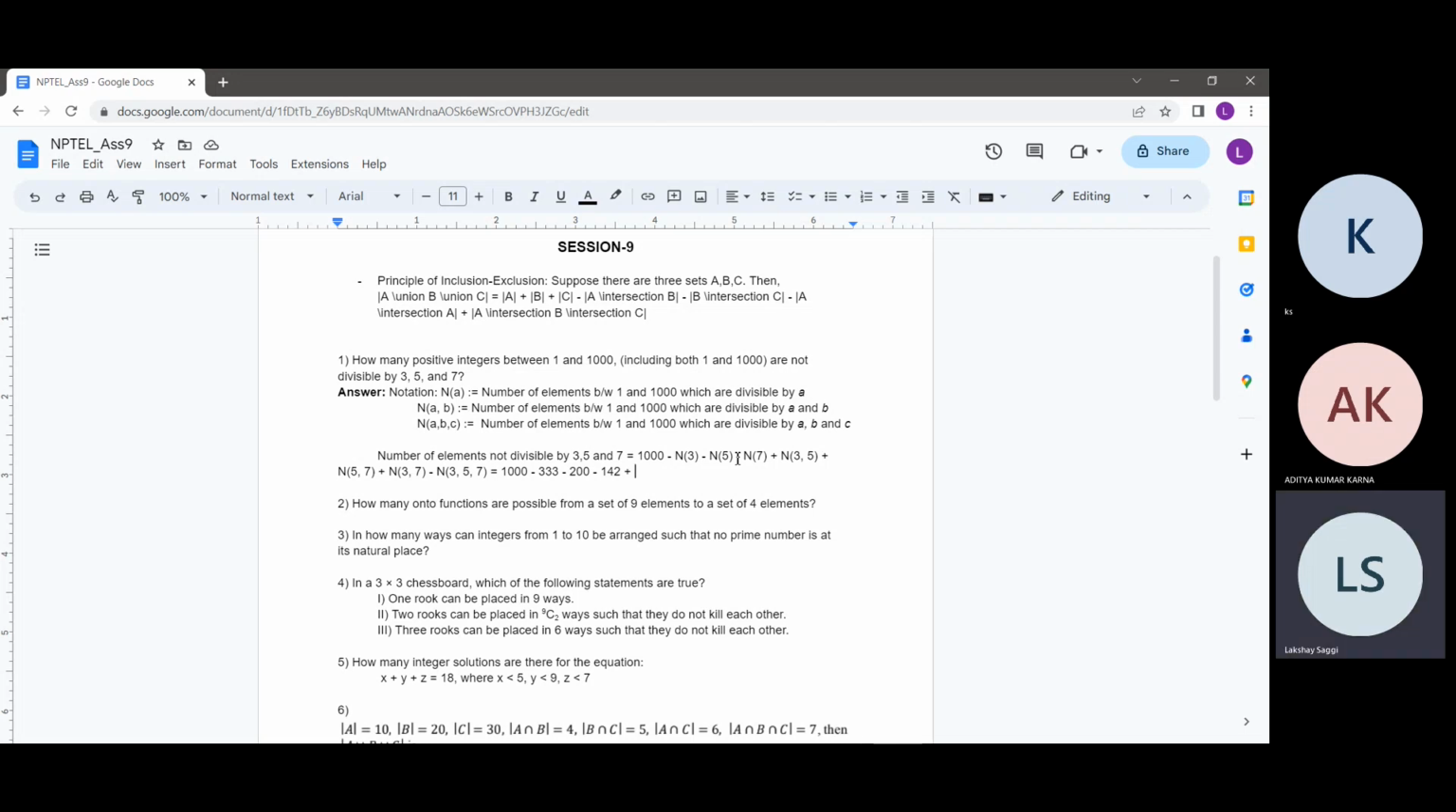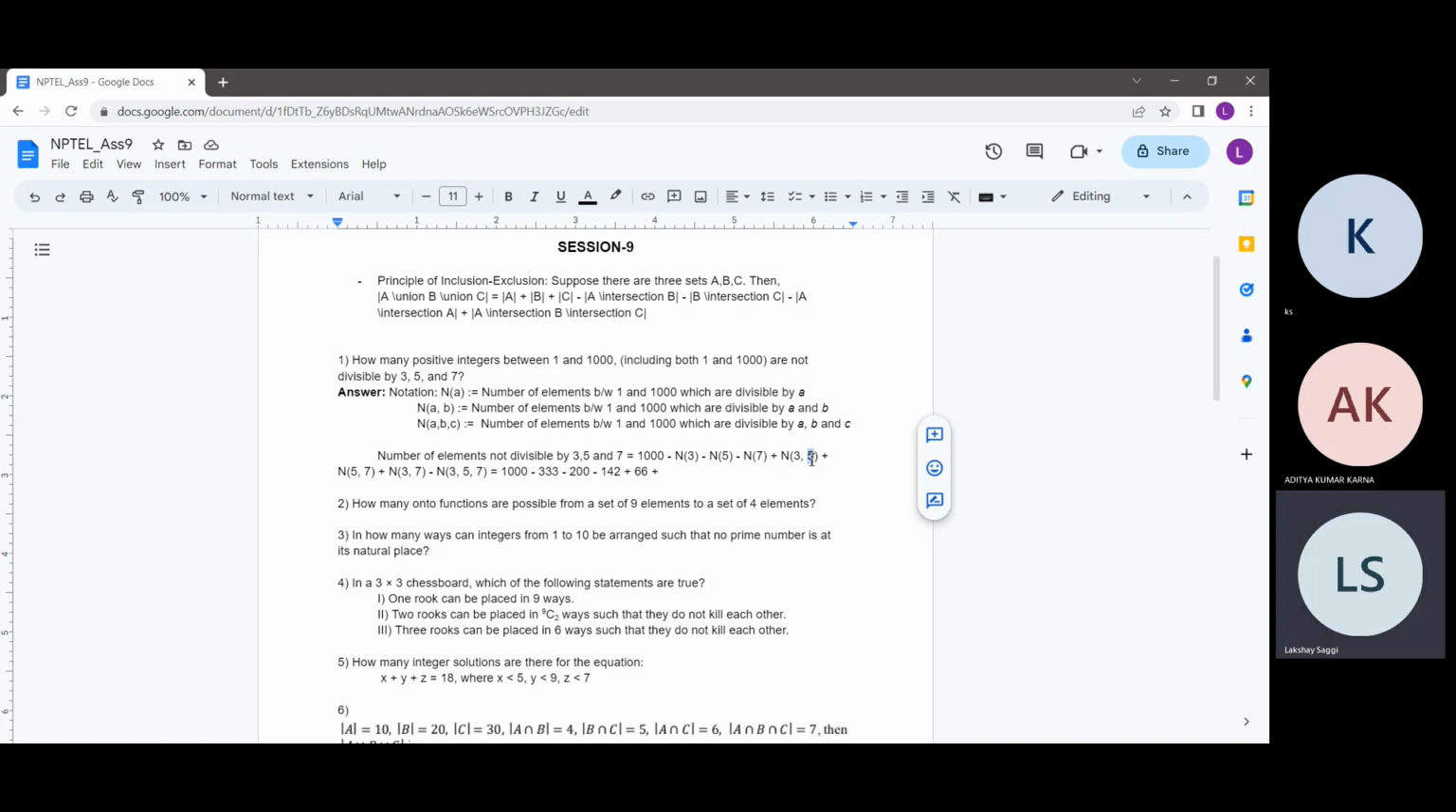And then while adding back up, I'll be getting 1000 by 15, which will be 66. What I need is numbers which are divisible by 3 and 5, which will be just the numbers divisible by 15, since 3 and 5 are co-prime. Otherwise, suppose the numbers were not co-prime, like 6 and 9, and we obtained a value n of 6 comma 9. In that case, I would have to do it by the LCM of 6 comma 9.